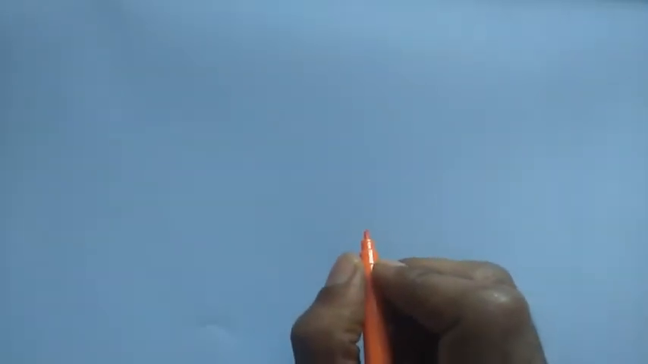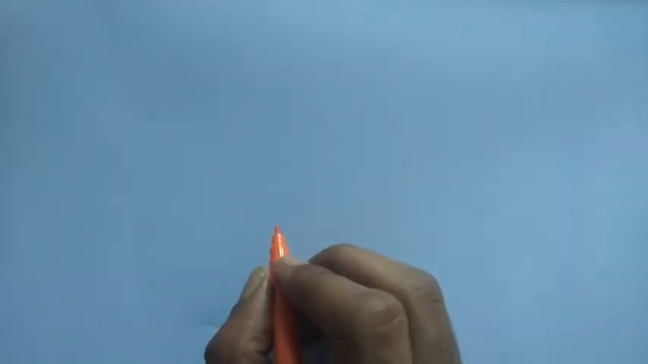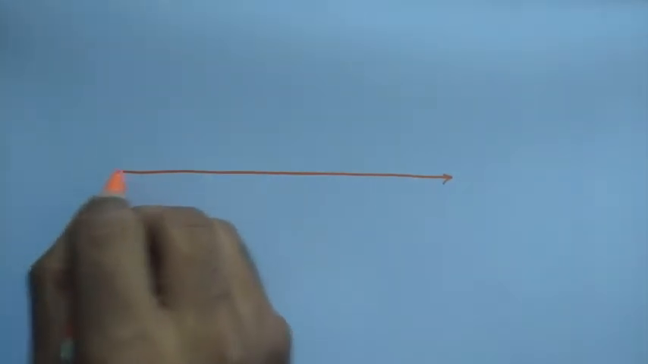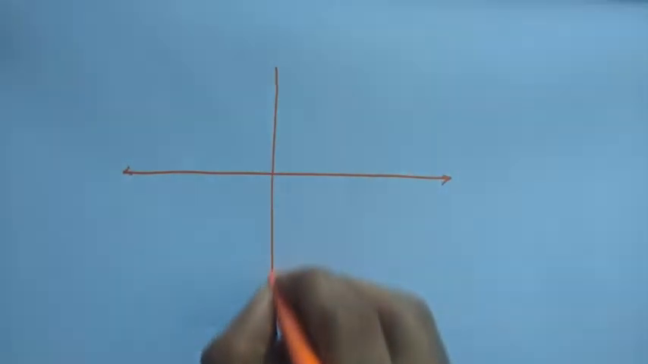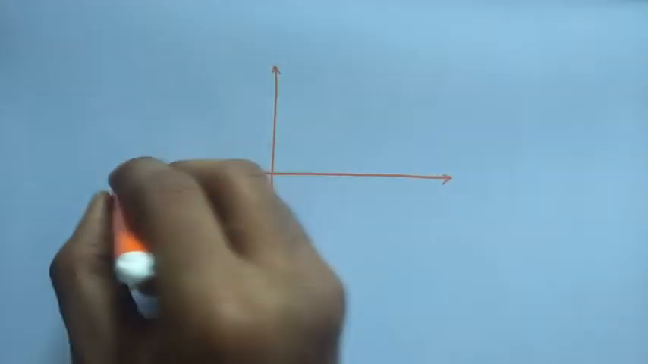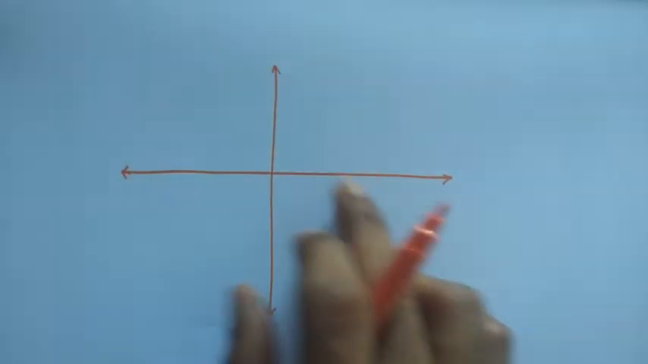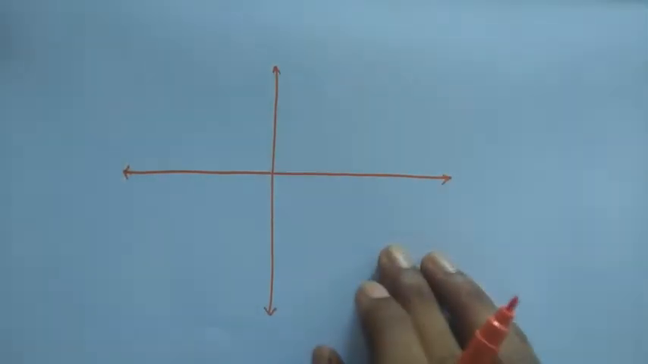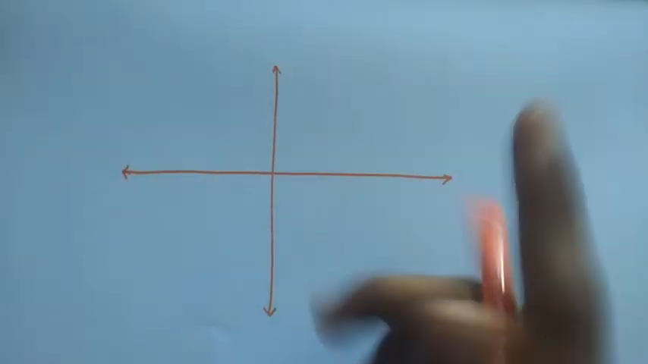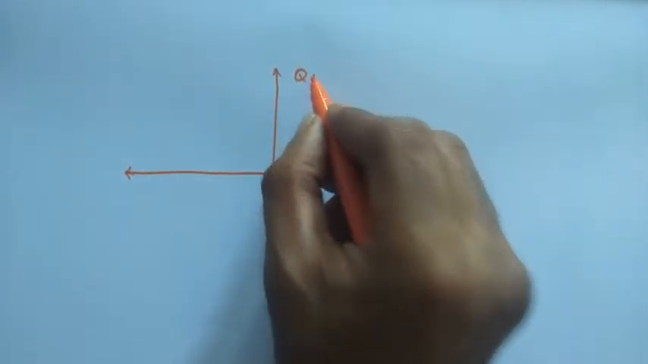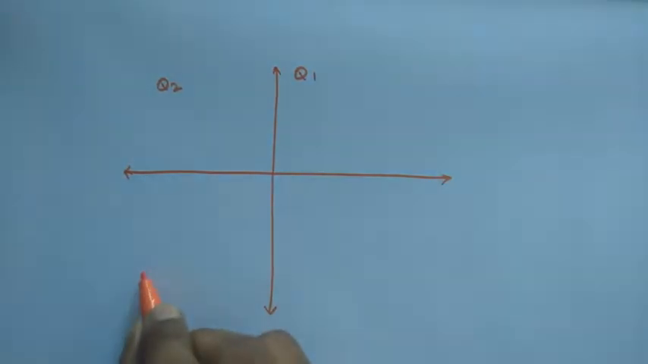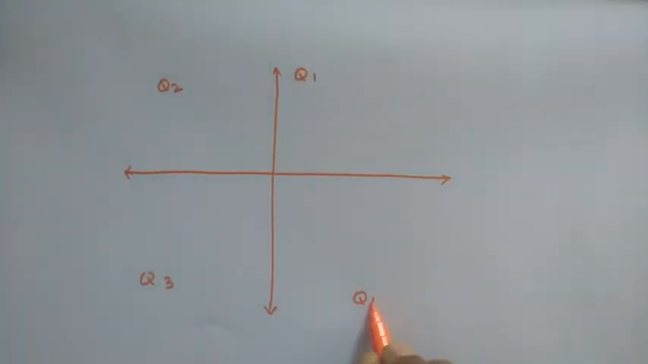To start this topic, let us consider a Cartesian plane. A Cartesian plane is nothing but a plane in which we have the x-axis and also the y-axis. So this plane is known as Cartesian plane. These two reference lines are dividing this plane into four equal parts. Each part is known as a quadrant. So this is quadrant 1, quadrant 2, quadrant 3, quadrant 4.